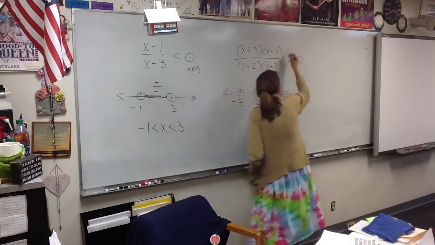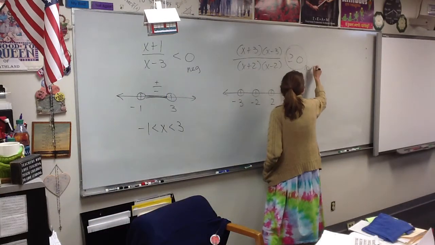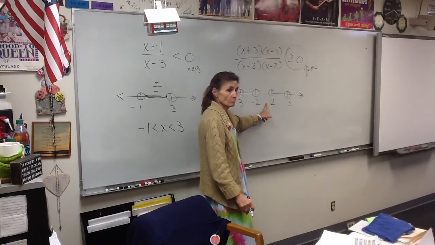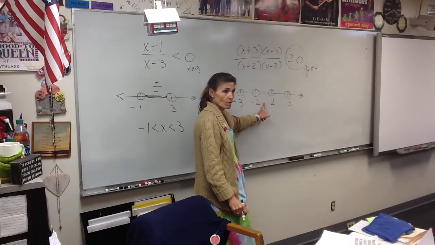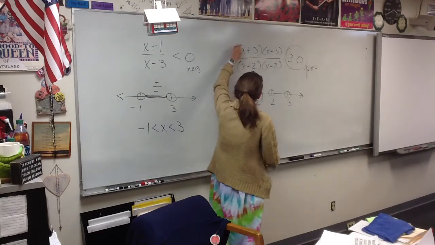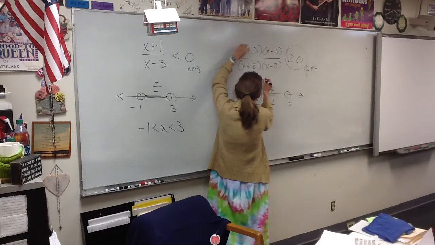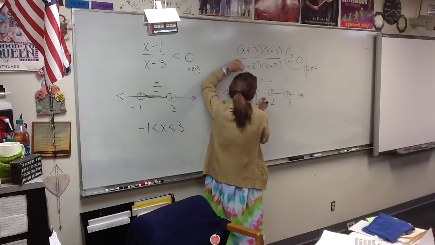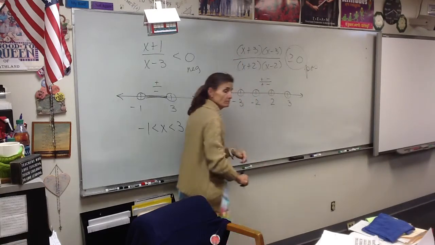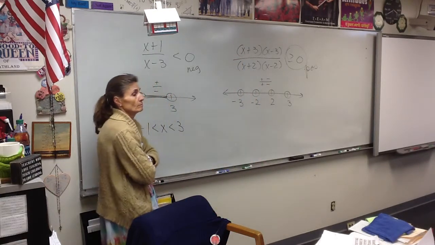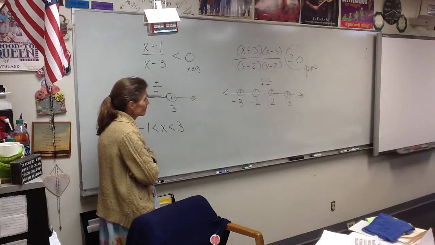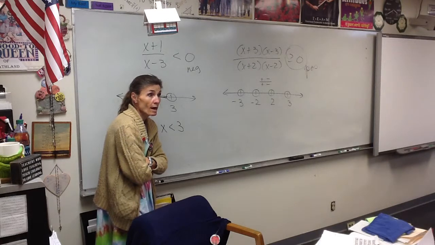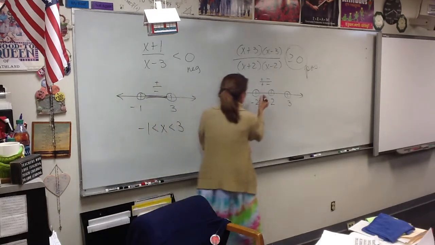What does this mean, greater than 0? Positive. So I'm looking for a positive result this time. Here's 0, right? So if I put in 0, I'd have positive times negative over positive times negative. That ends up positive, which is what I wanted. So I'm going to color that in.